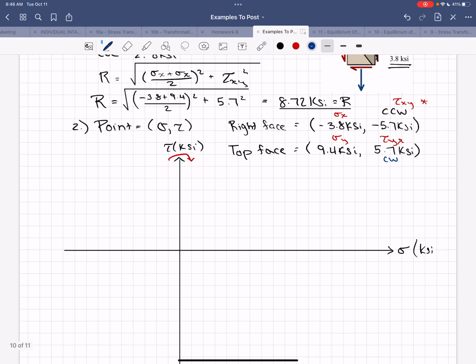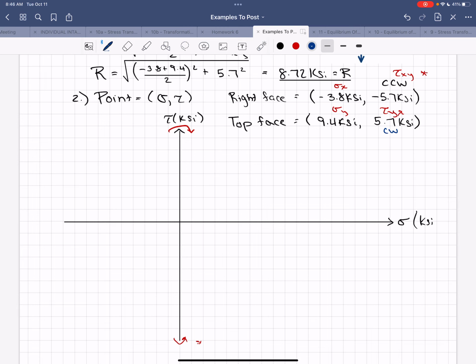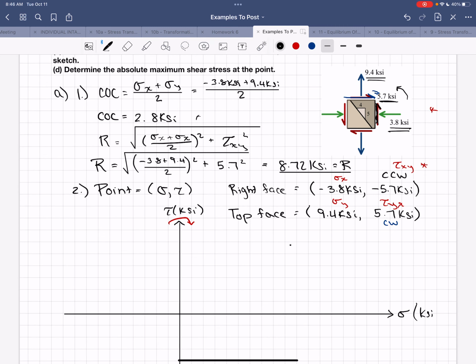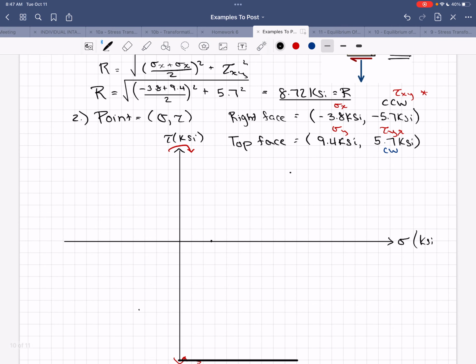So we can plot these 2 points. We'll start by plotting sigma x and tau xy. So we go negative 3.8, almost 4, and then negative 5.7. So about there. Then we'll plot sigma y and tau yx. So we have 9.4, more than 9, and 5.7. So we're about there. And then we'll plot the center of our circle, which was this 2.8 ksi. So that's about here. And now we draw our circle. Okay, so it's pretty much going through both of those points.